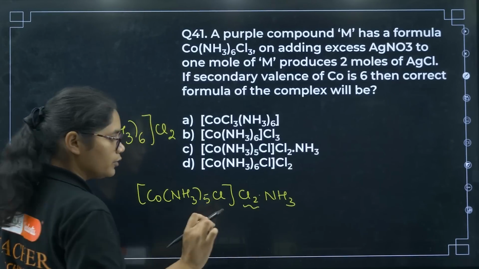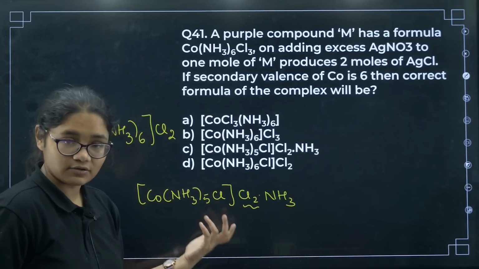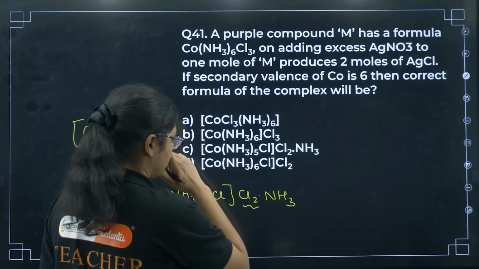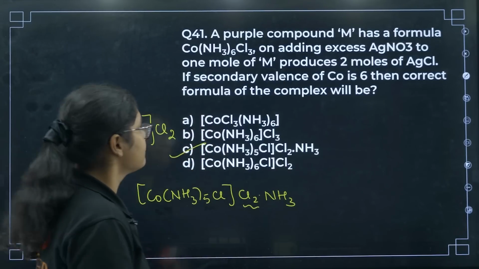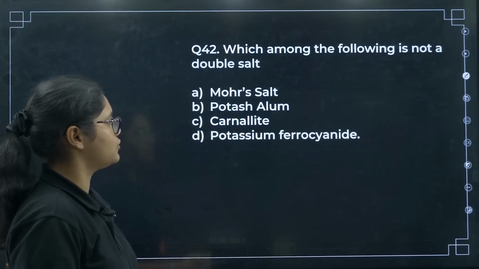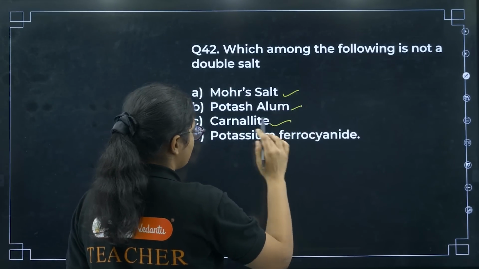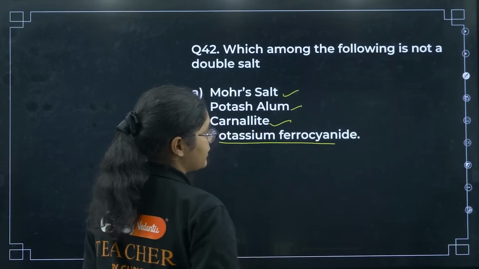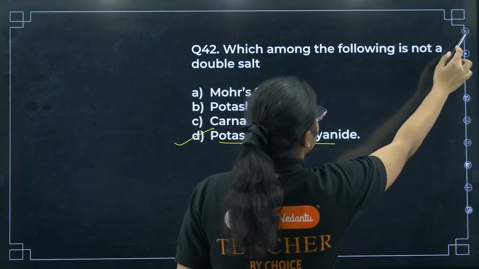So we have only 2 chlorines. We will get 2 AgCl. The coordination number of 6 is also satisfied. So can we see any formula like this? Yes, that is your option number C. Okay. Next, question number 42. Which of the following is not a double salt? So if you see, Mohr's salt and carnallite are all double salts, but potassium ferrocyanide is a coordination complex. So that is your option number D.